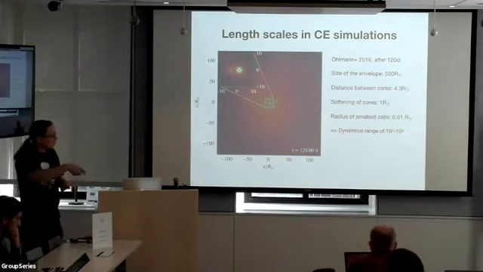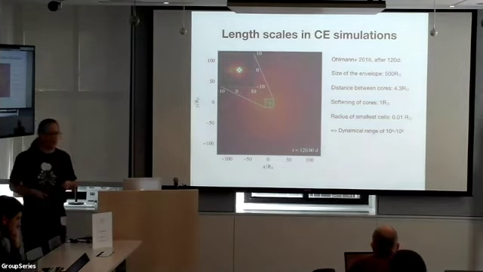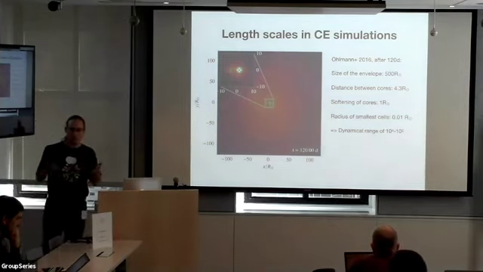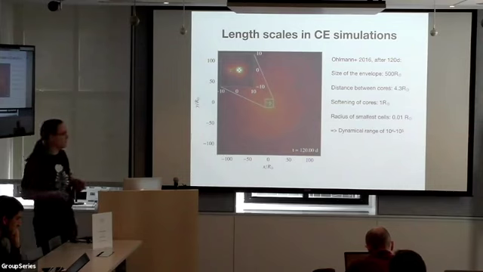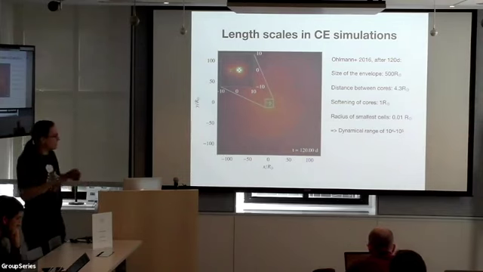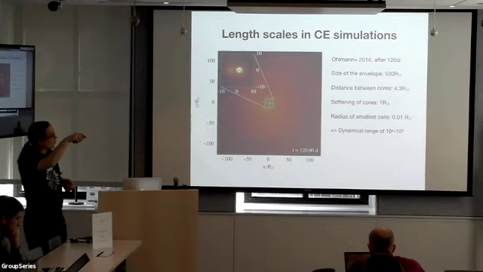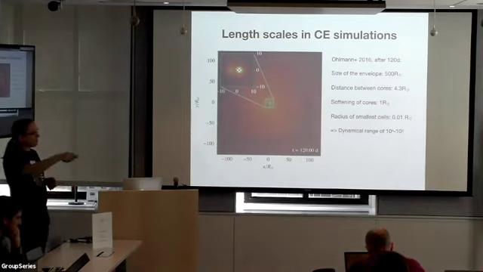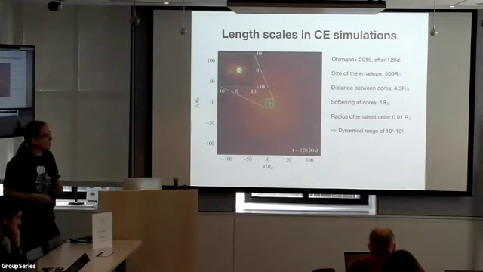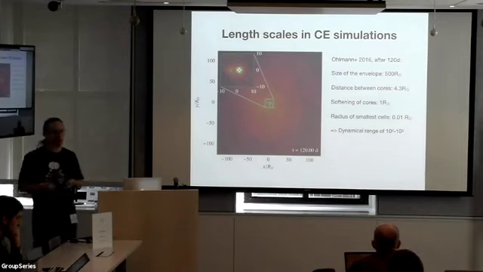Okay. So if you look at the simulation that was run until 120 seconds from the beginning from the setup, then at the end of the simulation, this is roughly the size of the envelope, and if you zoom in, you see the two cores quite close together here. The size of the envelope is like 500 solar radii here. The distance between the two cores is a few solar radii.